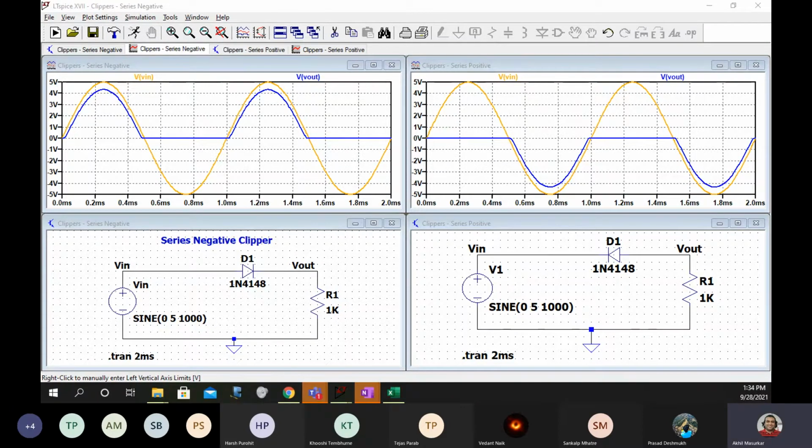Yes. If somebody was asking something, can you just repeat? No, sir, it is clear now. Now it is clear. Okay, good. So Harsh, Sankalp, very good.